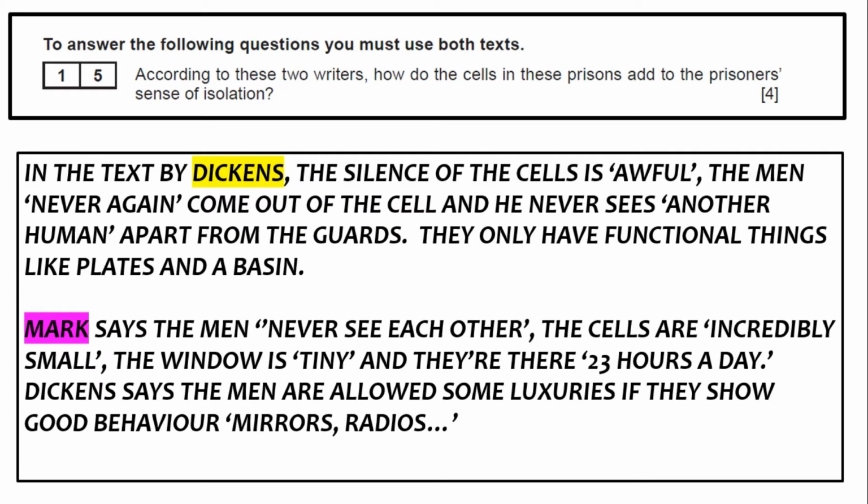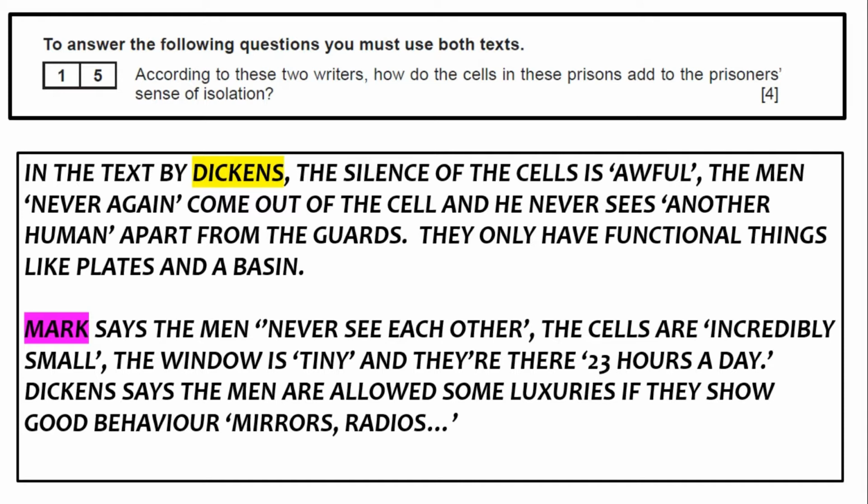Okay, and all you're doing basically is finding the quotes. Remember it's a 4-mark question, so maybe find 2 quotes from each, just to talk about the prisoners and isolation. So I put, in the text by Dickens, the silence of the cells is awful, the men never again come out of their cell, he never sees another human apart from the guard. So I put 3 or 4 quotes there. If you're struggling with time, just do 2 each, 1 per text.